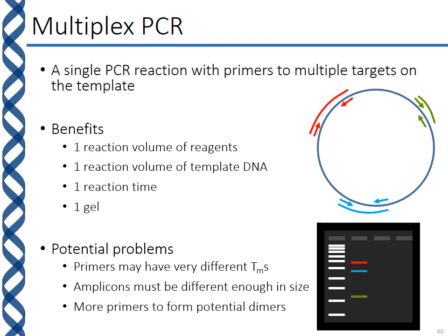For example, if we're talking about the red primers, we're not just worried about the red forward binding to the red reverse. We're also worried about the red forward binding to the green forward or the green reverse, or the blue forward or the blue reverse, and then all the various combinations of this. And so some of the software is also able to determine whether there will be problems with multiplex primers as well.